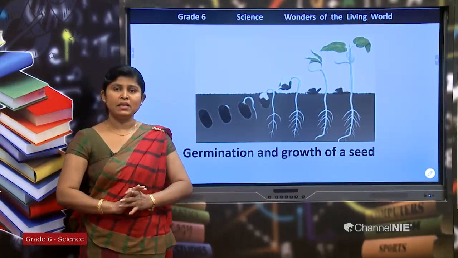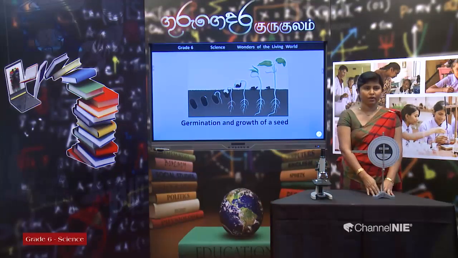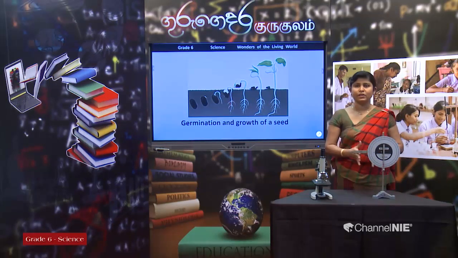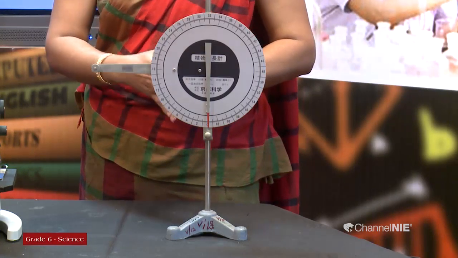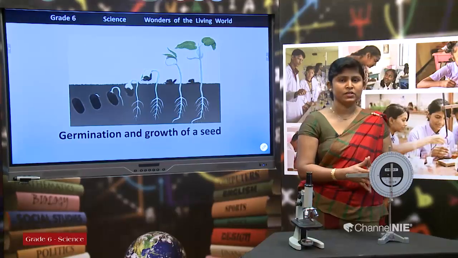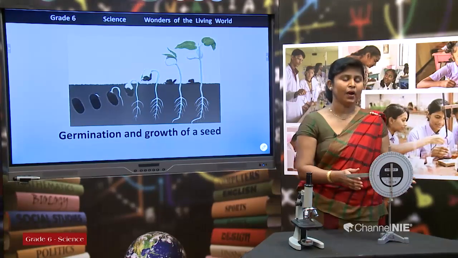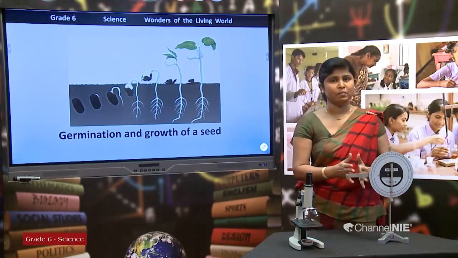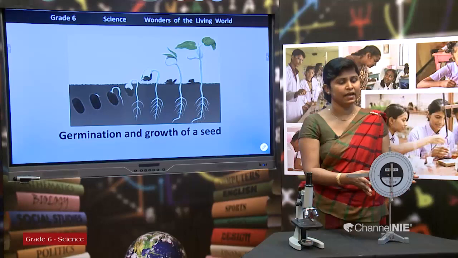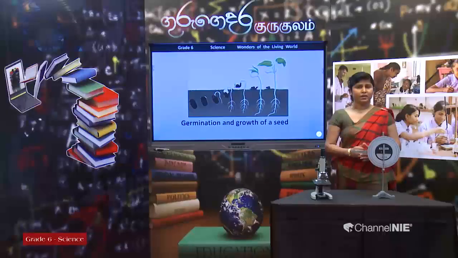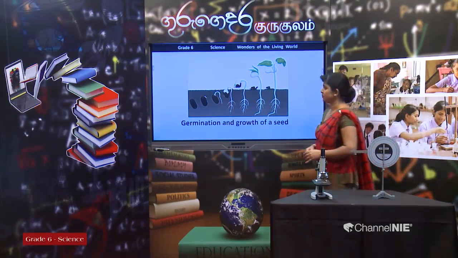I have got a simple instrument to introduce you. Actually, I brought this to show you only. This instrument is known as an auxanometer. This is used to measure the growth of a plant, right. You will learn more and more about this instrument in your next grades, but for the time being, you have to understand that this instrument can be used to measure the growth of a plant. You can observe it carefully. Yes, that is for the growth of organisms. Now, let us see the next part of the lesson.